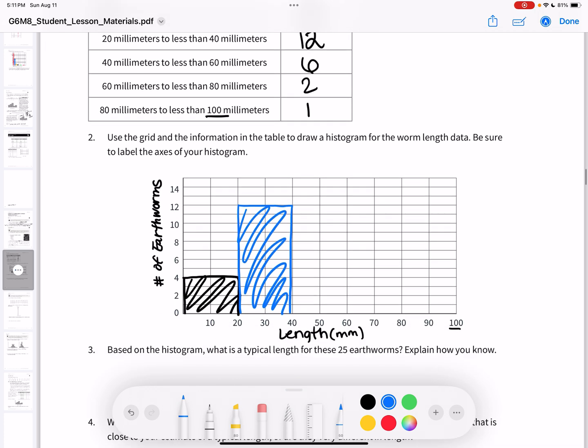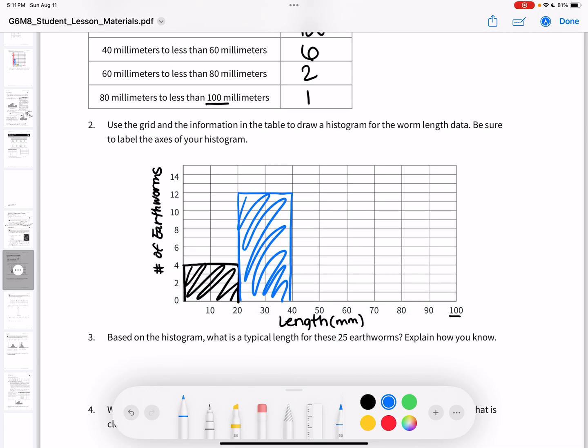40 to 60 is 6. 60 to just less than 80 is 2. And 80 to just less than 100 is 1. All right, there's our histogram.